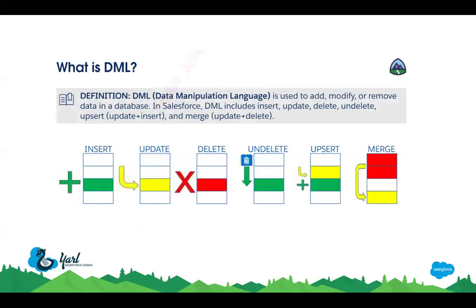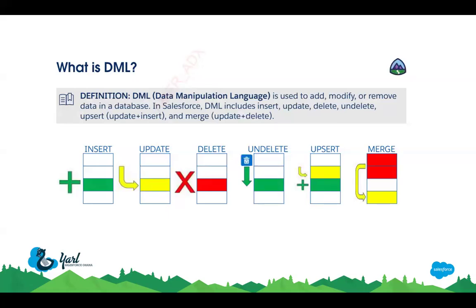What is DML? Data manipulation language. It means you are going to make some changes in the database. Simple as that. So what are the different actions that we can do in DML? These are the actions we can do in DML, right?